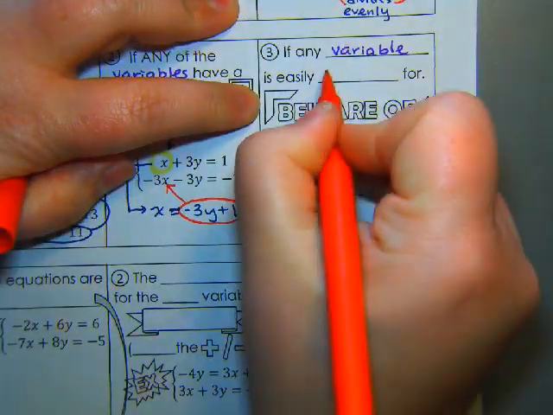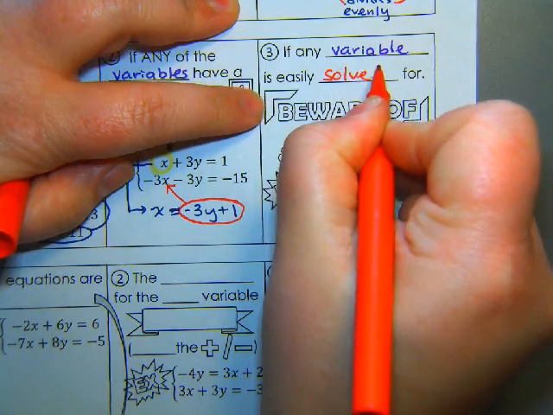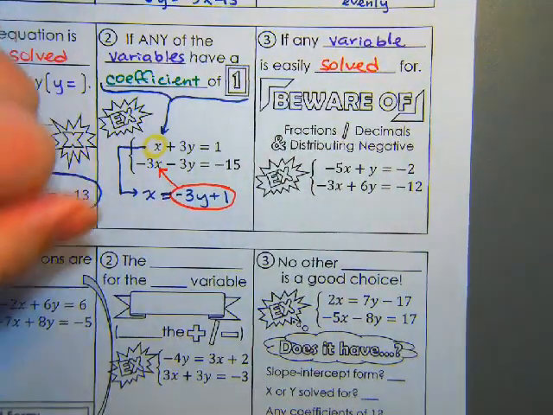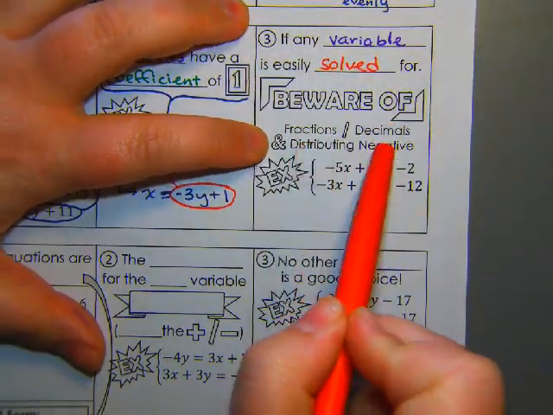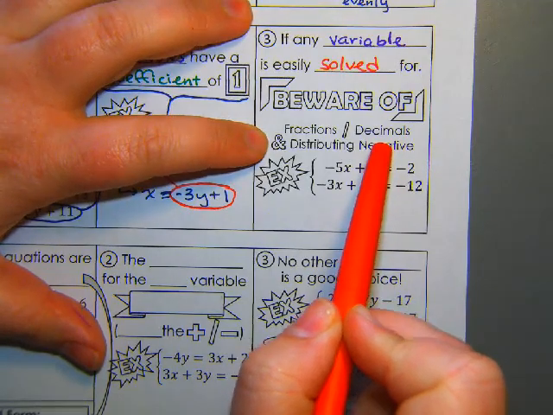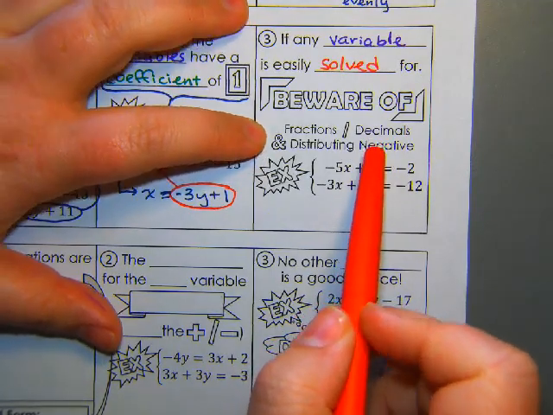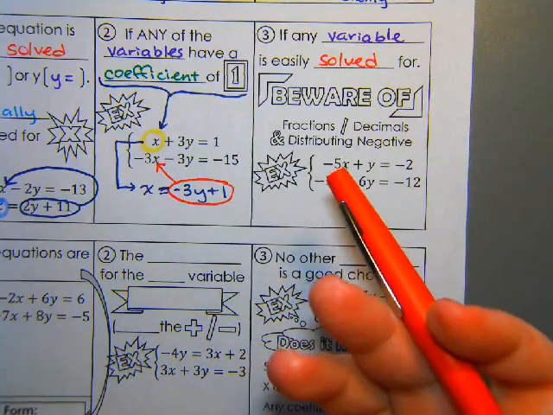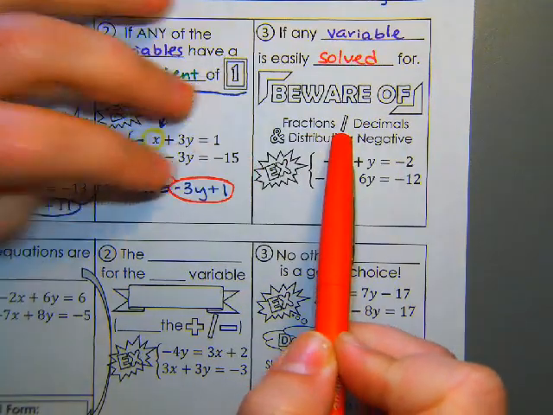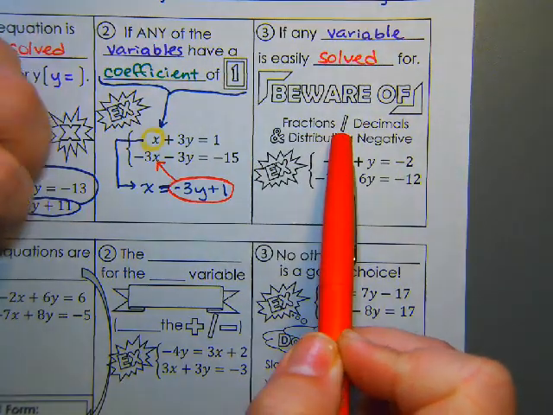And so again, when I say easily solved for, it means that we want to make sure that we are bewaring of fractions and decimals, because if you have fractions and decimals when you solve, then you have to do more math with those fractions and decimals. So I'm not saying it's not doable, I'm just saying that it's not necessarily easy.